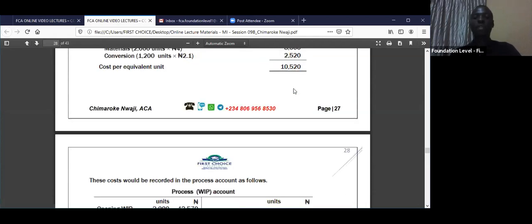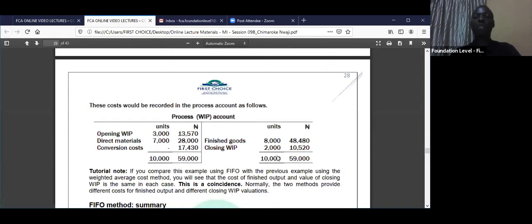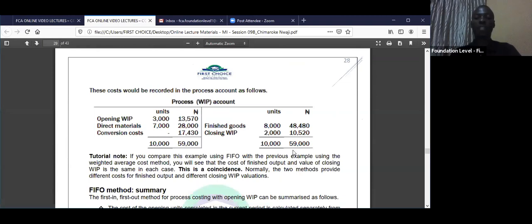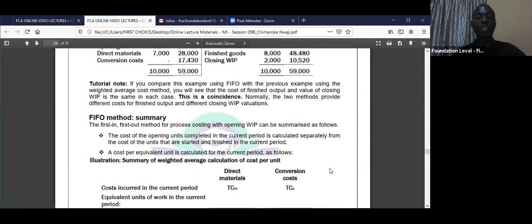Good. Now then, the closing work in progress is 2,000, and this is the value here. When you add them together, you are getting the same thing. Now look at what they said here. They said, note that if you compare this example using FIFO with the previous example using weighted average, you see that the cost of finished outputs and the value of the closing work in progress is the same in each case. This is a coincidence because we normally expect them to be different because of different valuation methods. But in this example, it is coincidence.